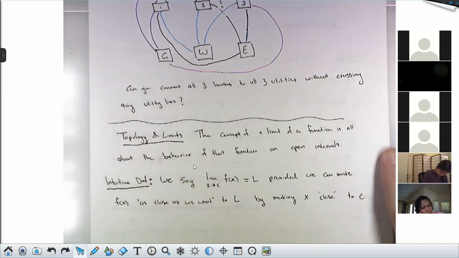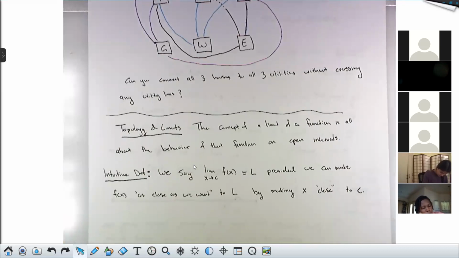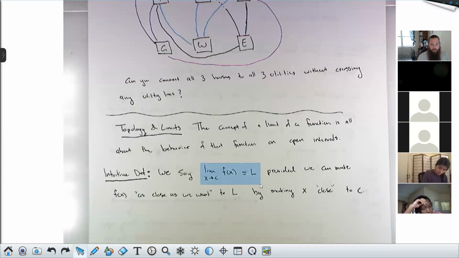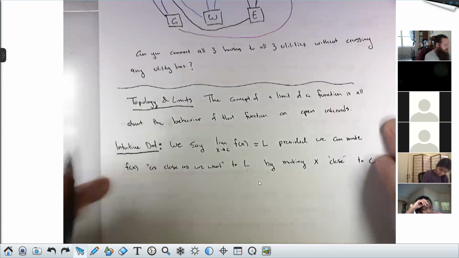to c. And you see, I put a few things in quotes there because those are terms that have very specific topological meaning. When we talk about section 2.4, the rigorous definition of a limit, I will be very quantitative about what "as close as we want" means, or "making x close to c" means. For nice functions, this is kind of an obvious statement. So let me draw a nice function down here.